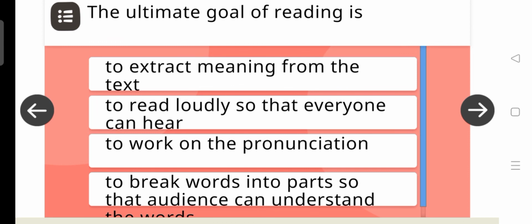The ultimate goal of reading is to extract meaning from the text.